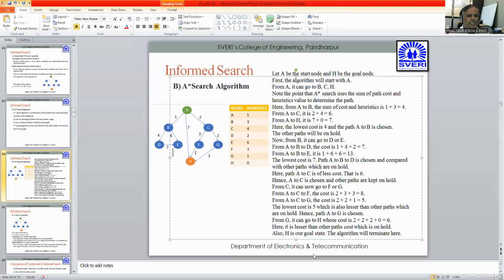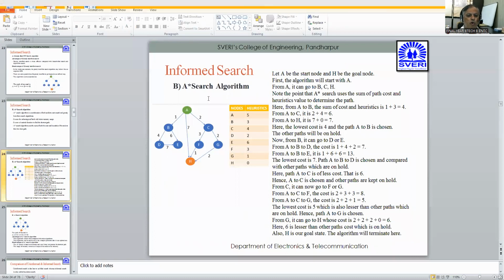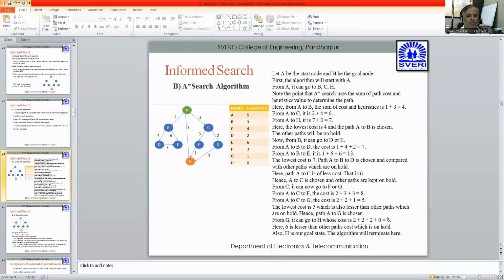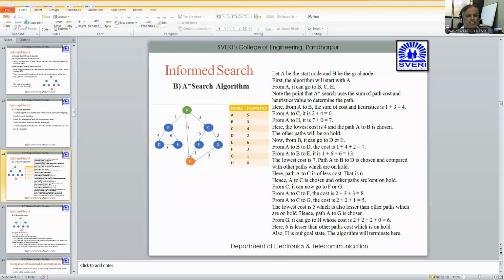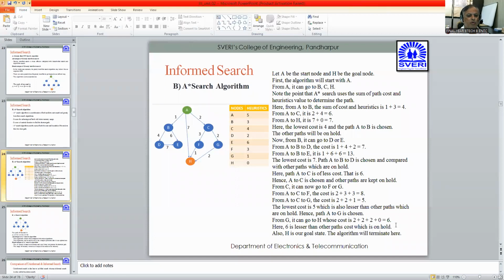Okay, so 6 is lower as compared to all other paths, and henceforth what will happen is that 6 is lesser than other path of the cost which on hold, and hence H is our goal state and the algorithm will terminate here. बराबर. तो अभी क्या हो गया?